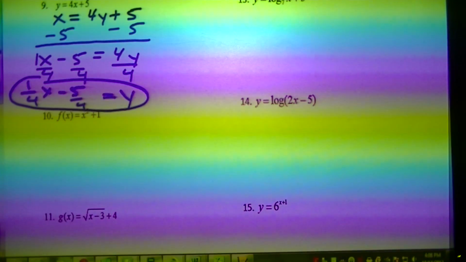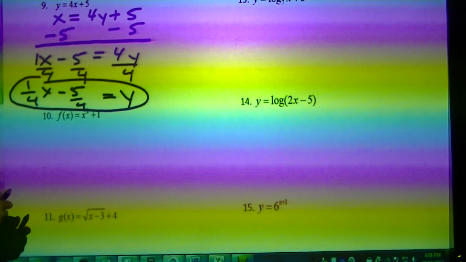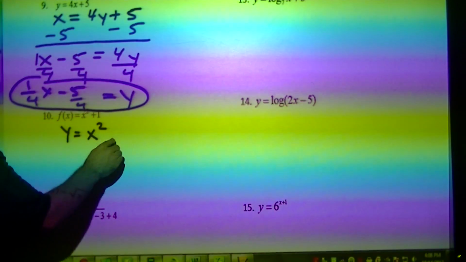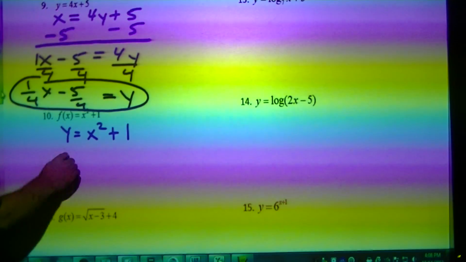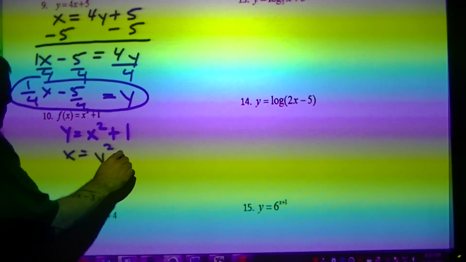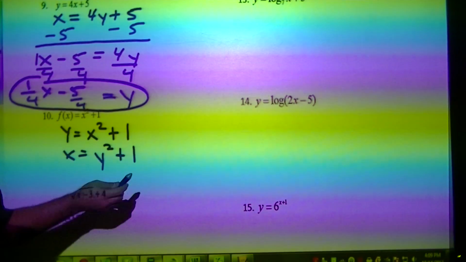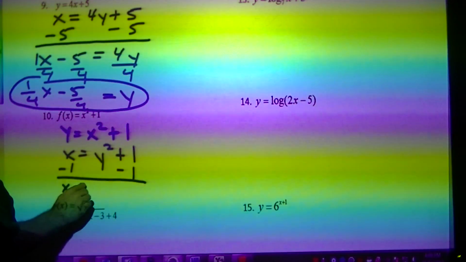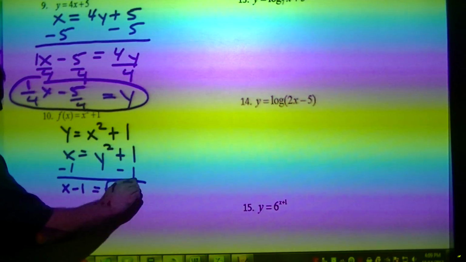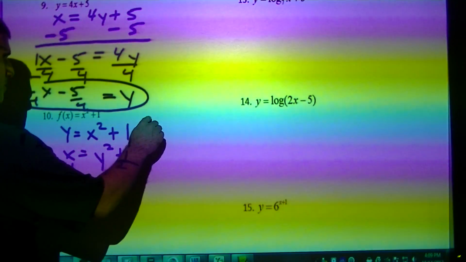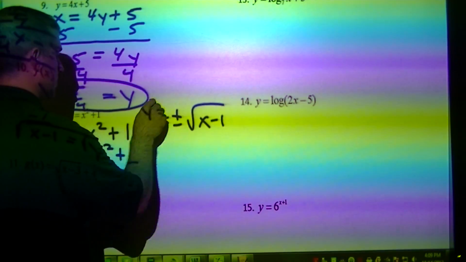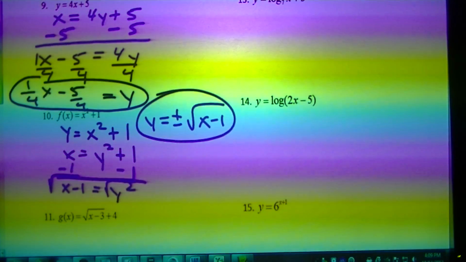Moving down to number 10, I've cut it off. That's going to be x squared. F of x is just a fancy symbol for y. So if you need to write that over, great. If not, you're just going to switch x and y. I'm going to solve, get y by itself, so I'm going to subtract 1 and take the square root. So it's going to be y equals plus or minus the square root of x minus 1. That'll be your answer for your inverse on that one.